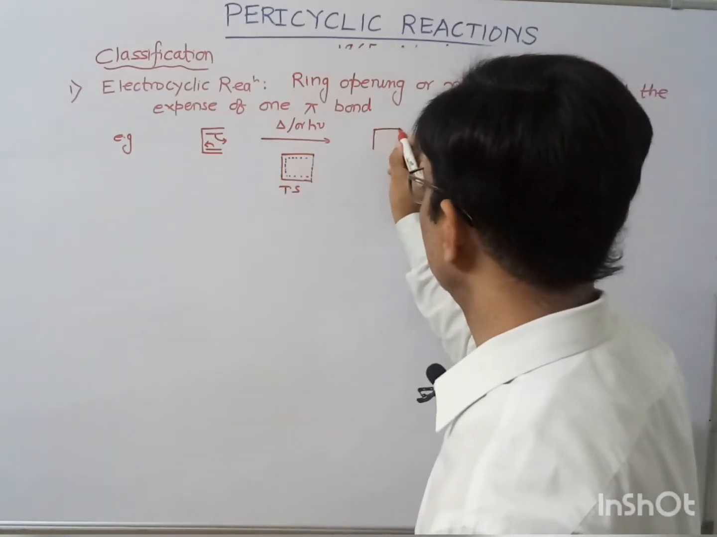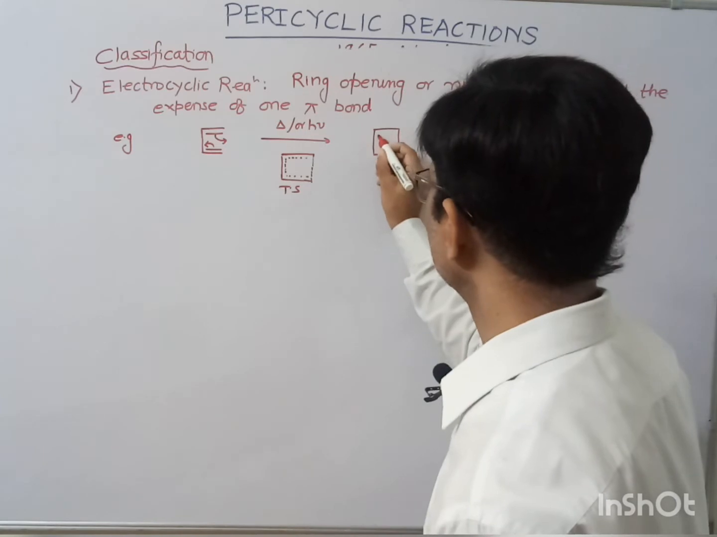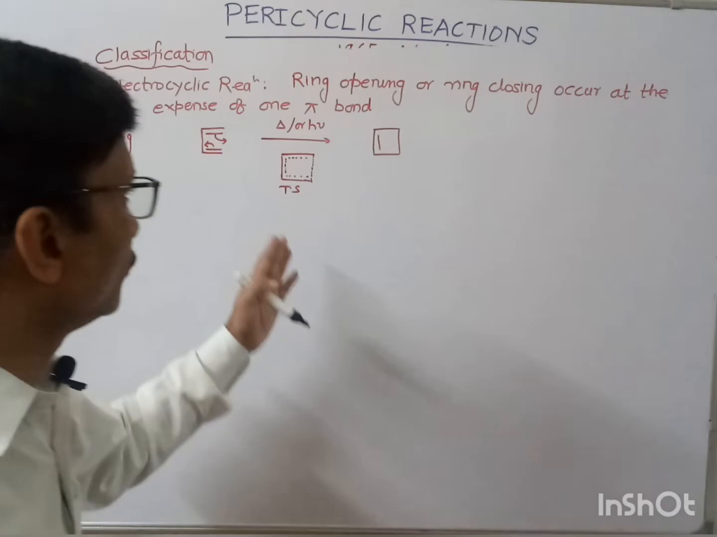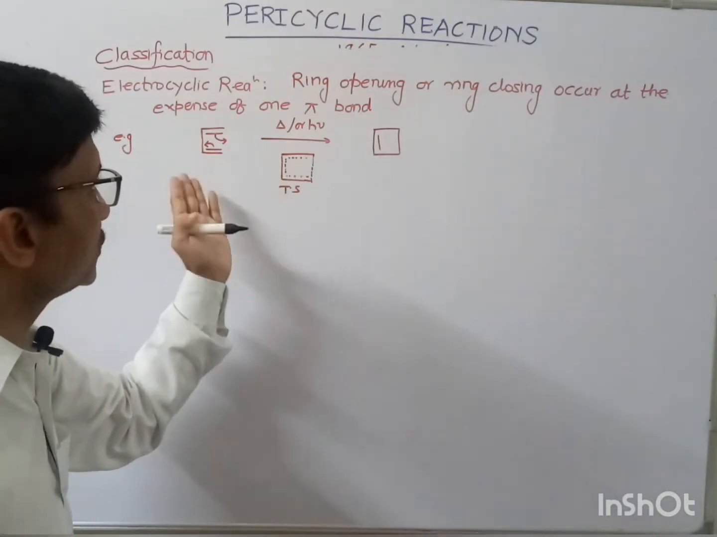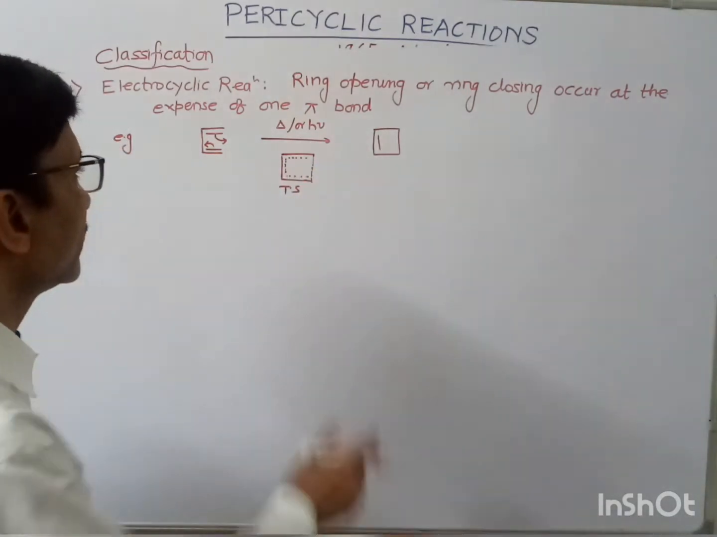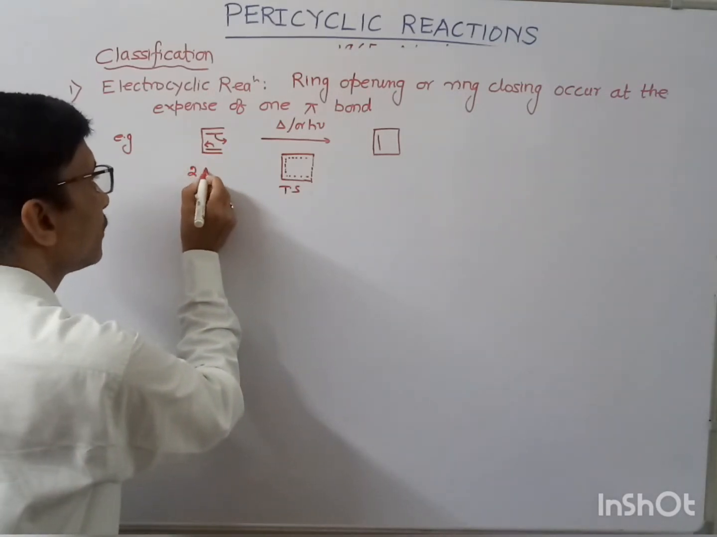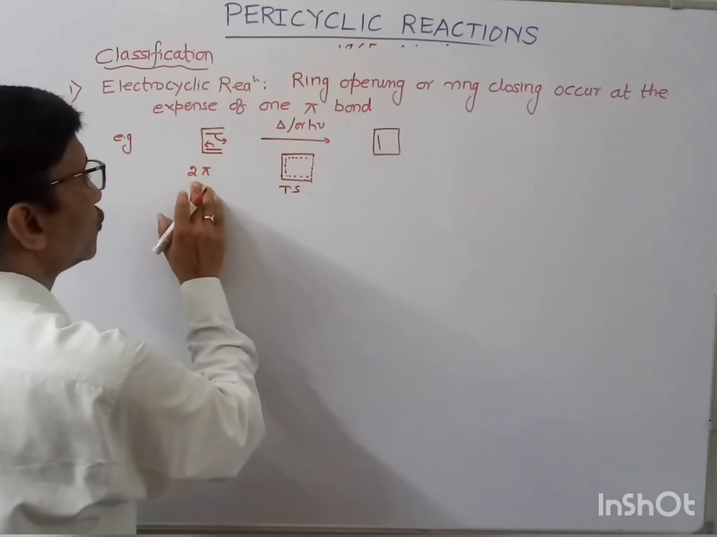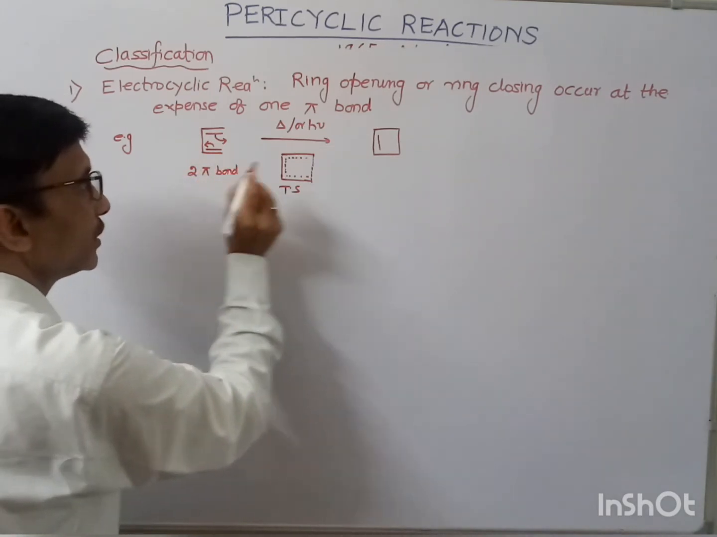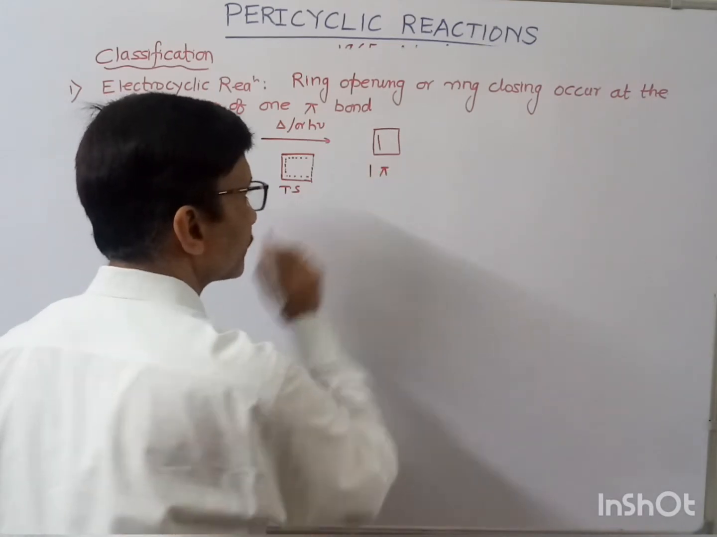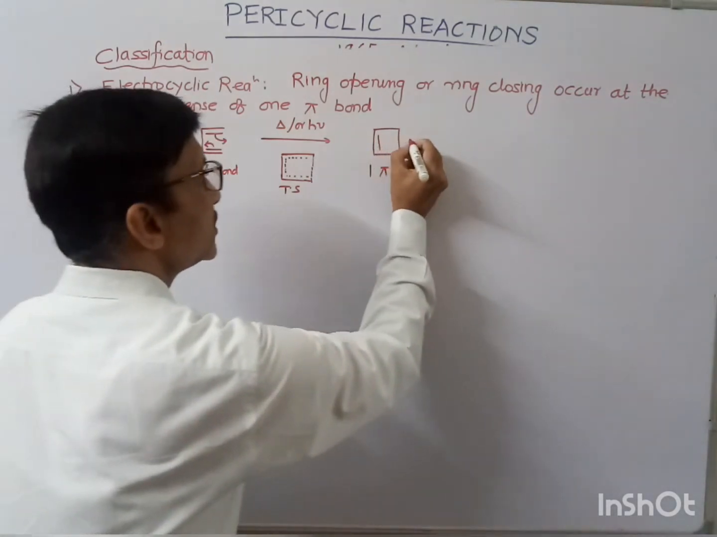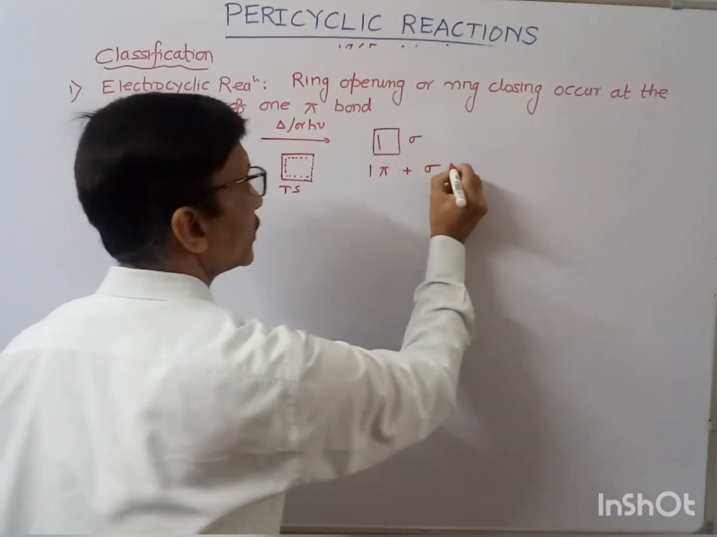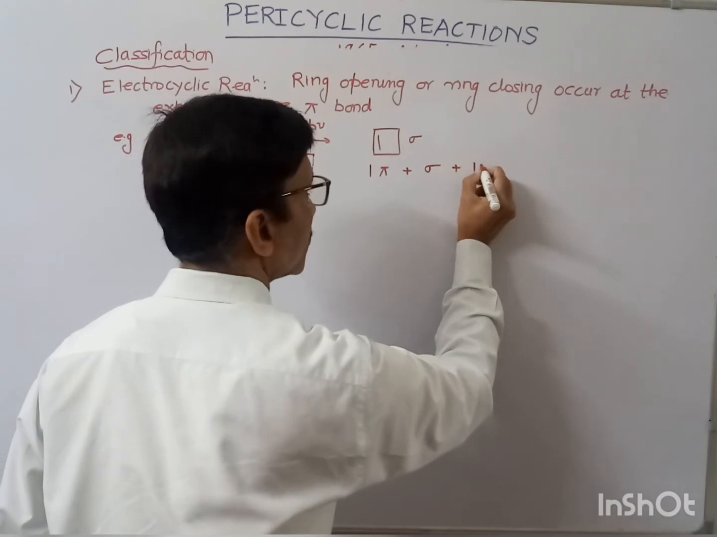Here you will get one double bond, and cyclobutene is formed. If you see the number of pi bonds, in the reactant 2 pi bonds are present, and in the product only 1 pi bond is present. One new sigma bond is formed here, and one ring is also formed.